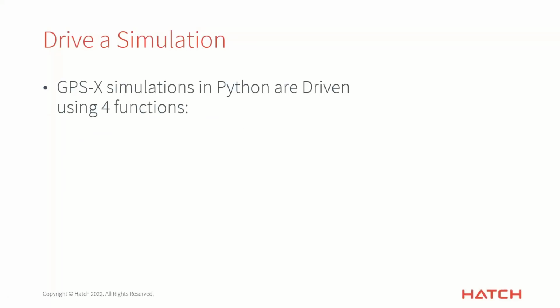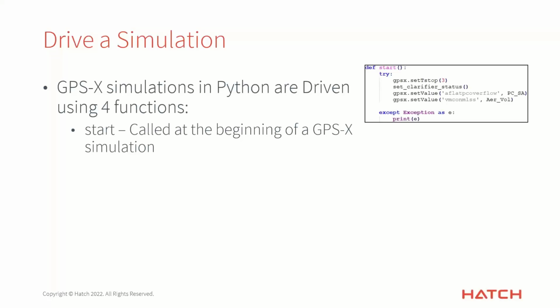Okay, now that we have those uncertainty driving functions defined, how do we actually run a simulation in GPS-X using Python? Well, there are 4 functions that you need to use to drive every GPS-X simulation with Python. And those are the start function, which is going to be called exactly once at the very beginning of your GPS-X simulation. In our particular case, we're just going to set the length of our simulation, and that's going to be set to 3 days.